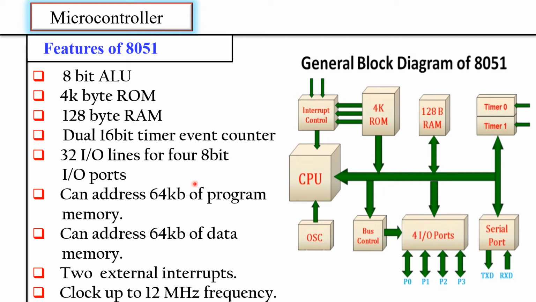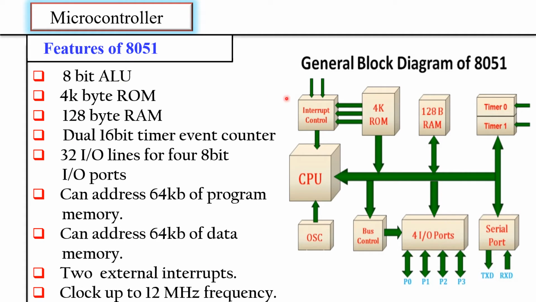32 input output lines for 4 8-bit input output ports, and it can address 64 kilobyte of program memory. Program memory is ROM, and it can address 64 kilobyte of data memory, that is RAM. Two external interrupts are there, so it has two external interrupts, right? Here it is shown, two external interrupts. The clock is up to 12 megahertz frequency. So how much is the frequency? Up to 12 megahertz.